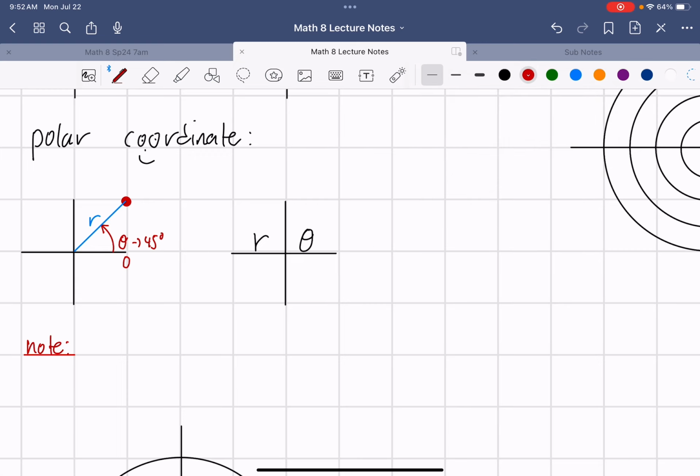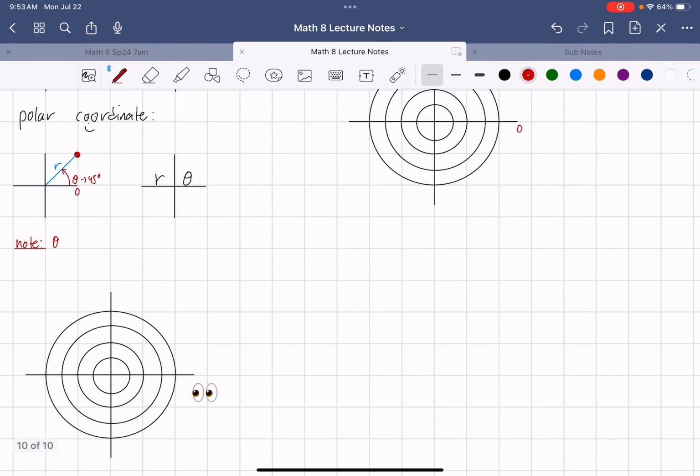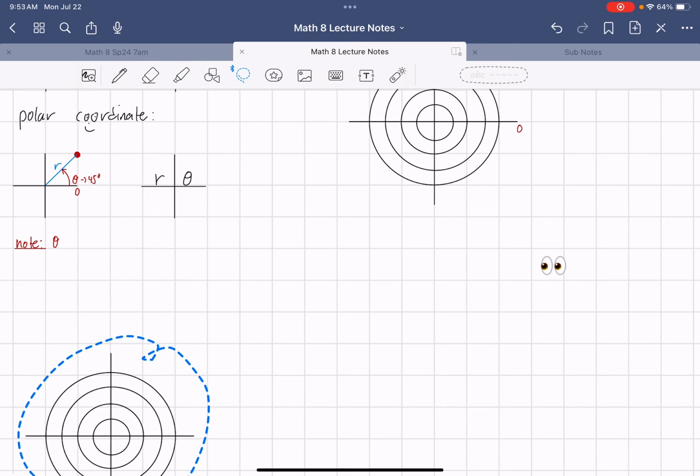Right? We have to be mindful of theta. We already know this information. And I'm going to use Mr. Googly Eyes in a little bit to help us.